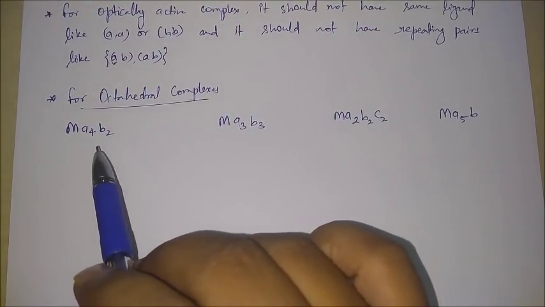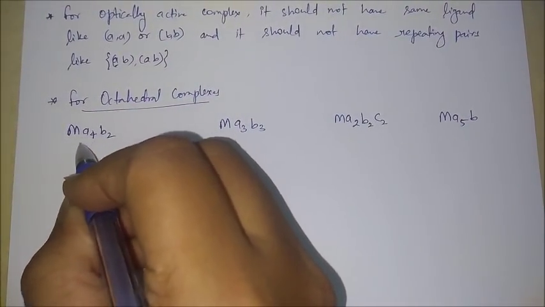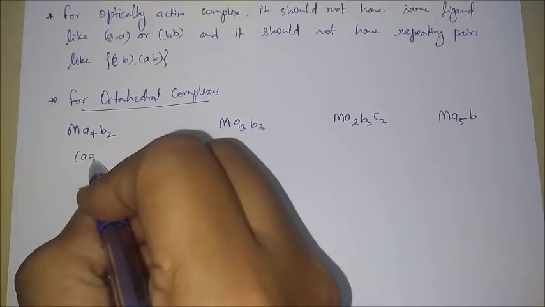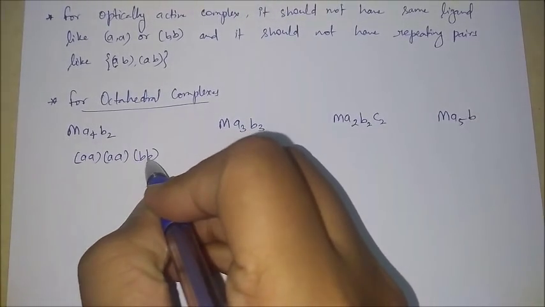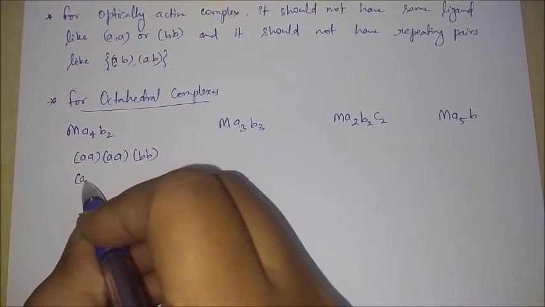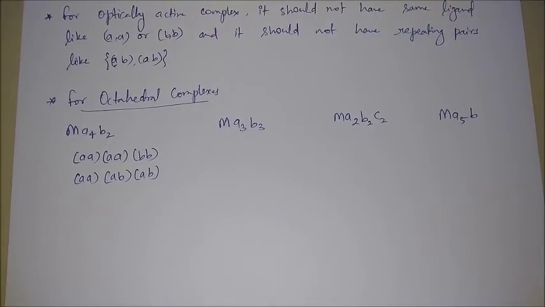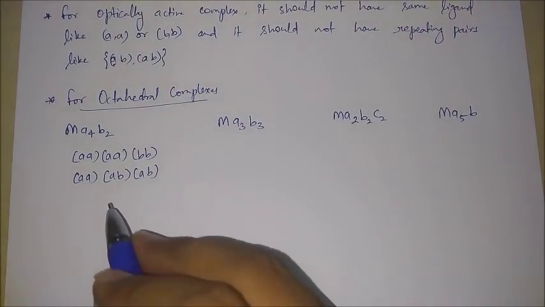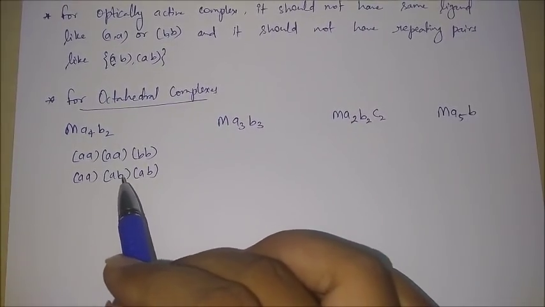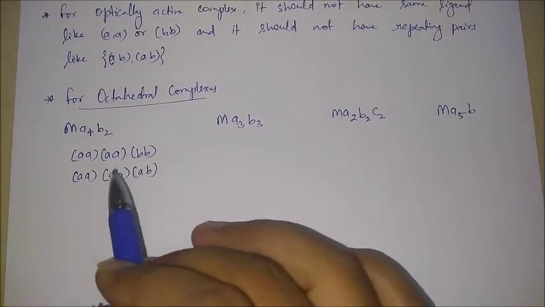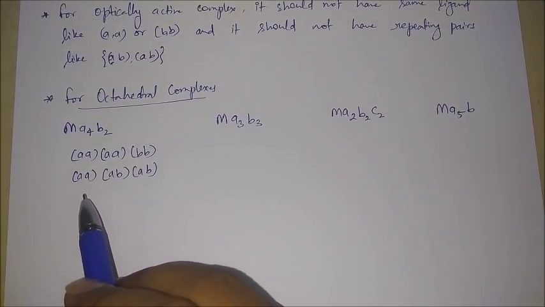So in an Ma4B2 type complex, if you make the pair of the ligands, you will find that you have 4A and 2B. So how can you pair it up? You can pair it up like AA, AA, and BB, or you can pair it like AA, AB, and AB. So this is one more way, and there is no other different way. If you feel like you can make AB, AA, AB, then that will be identical.